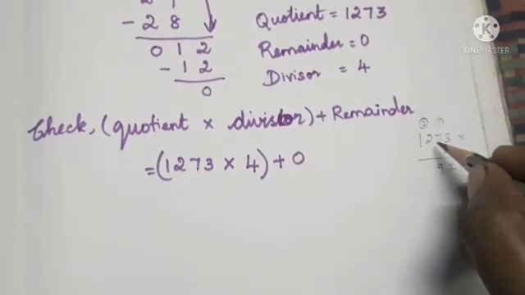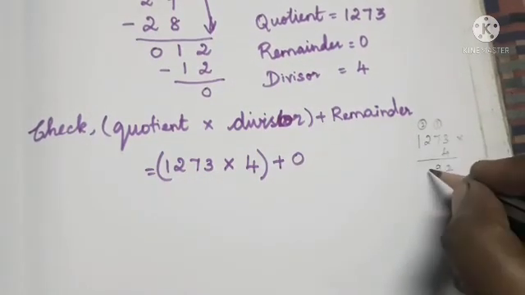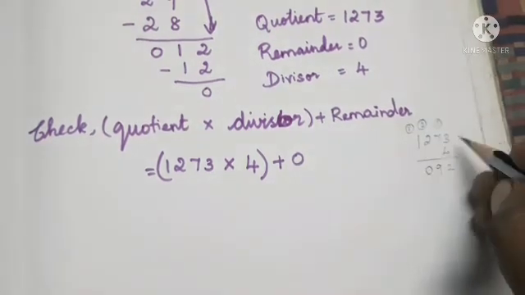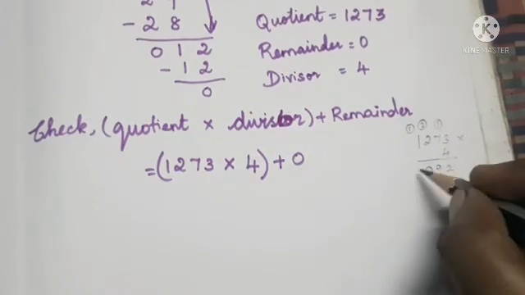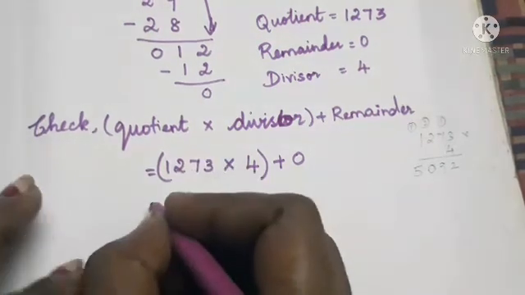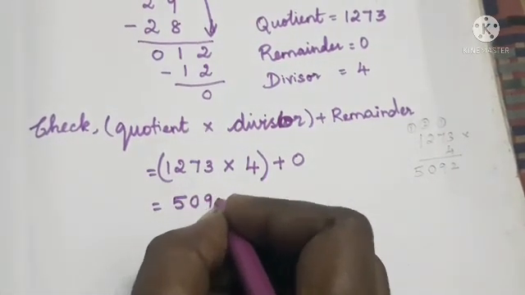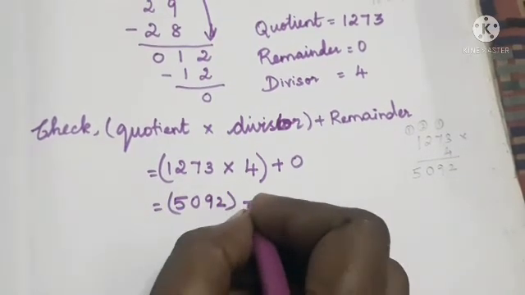Next, 2 4s are what? 2 4s are 8. 8 plus 2 is 10. So we can write the 0 and 1 will be the balance. Okay. Next we have to multiply 1 into 4. 1 into 4 is 4. 4 plus 1 is 5. So what's our answer? We got it, 5092. Okay. That one we have to place it in the bracket plus 0.